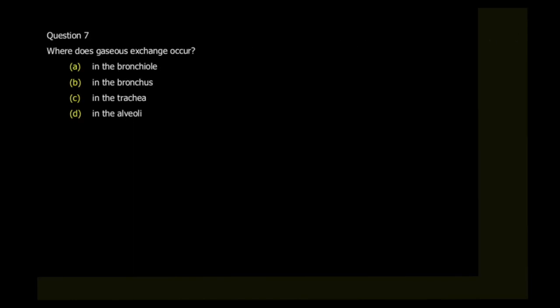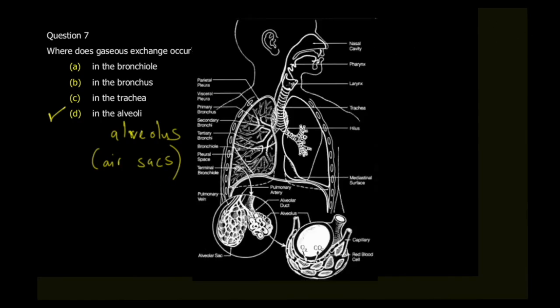Question 7 says, where does gaseous exchange occur? Gaseous exchange occurs in the alveoli. When it's one, it's simply called the alveolus. These are also called air sacs. I think in primary school they call them air sacs. Let me just pull up just a simple drawing here.